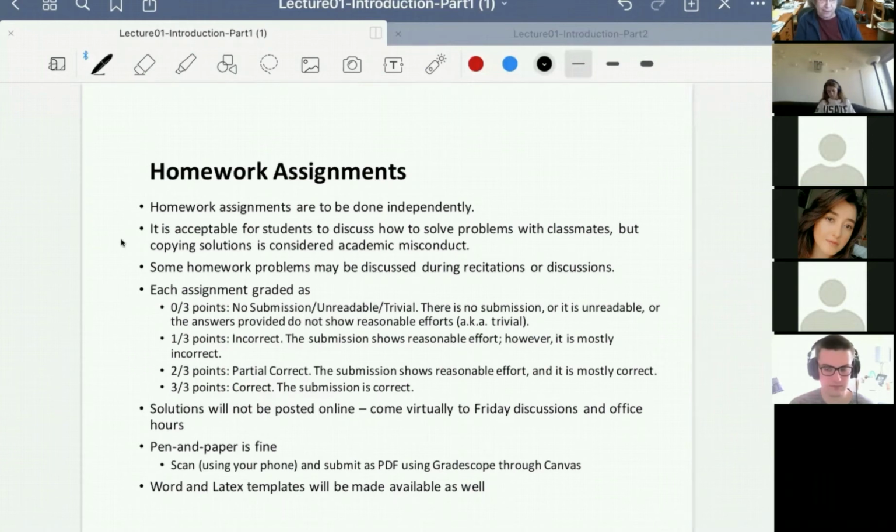Okay, you can use pen and paper if you need to. You can scan them using your phone and submit as PDF using Gradescope. Now, when we say submit as PDF, that doesn't mean change the extension on the file from JPEG to PDF or PNG to PDF. There are programs online, and if you look at the general rules for homework and general rules for quizzes, it will tell you how you can transform the images that you took, whatever the format they are, into PDF. Also for homework, we'll make Word and LaTeX templates for you so that you can fill them in.